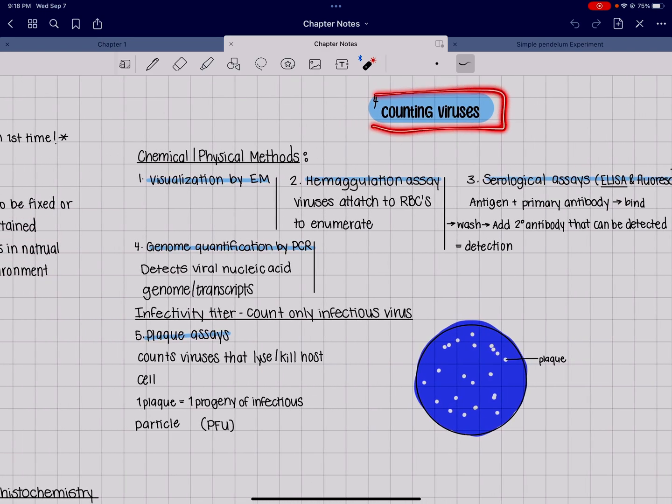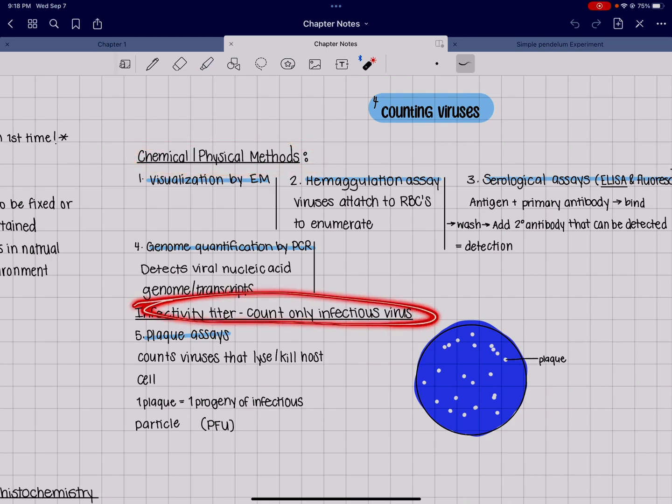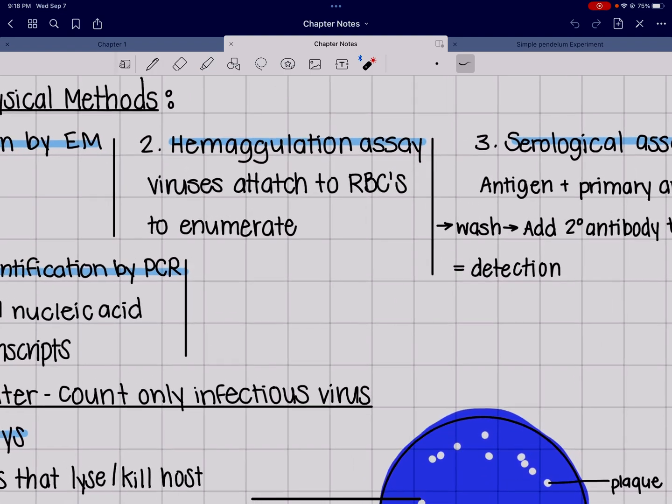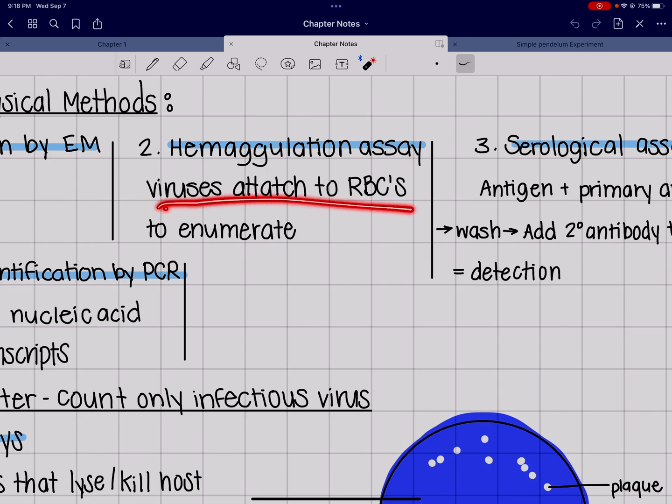Third of all, we're going to be counting viruses. There are two ways: chemical physical methods and infectivity titer, which only counts infectious viruses. So we have the visualization by EM, as we spoke to before. We have the hemagglutination assay, in which the virus is attached to RBCs in order to count them.